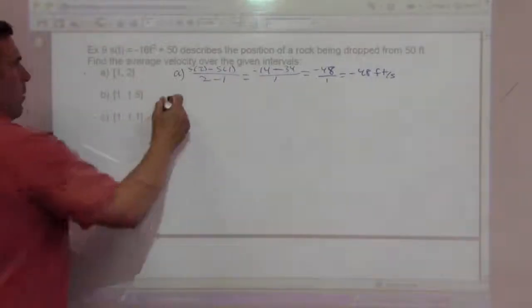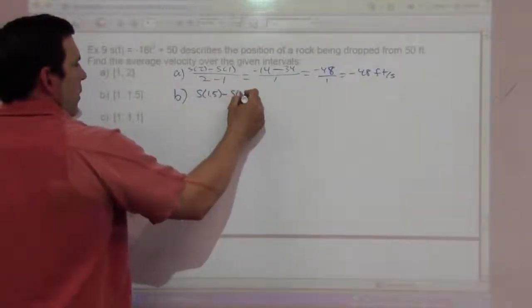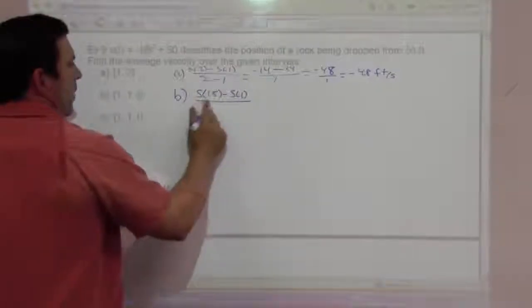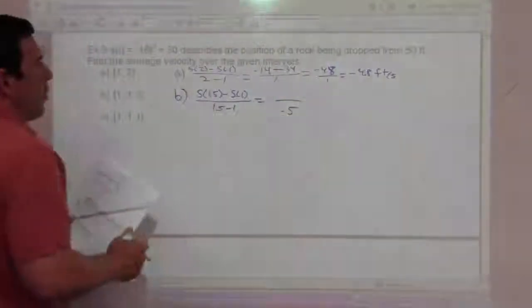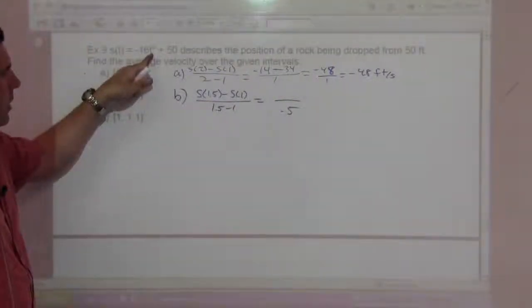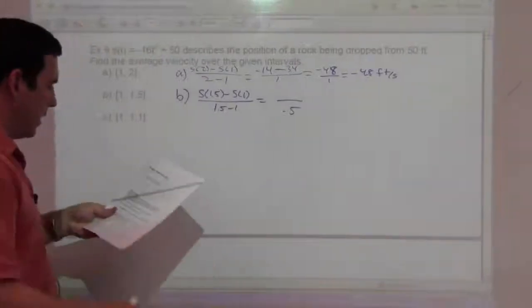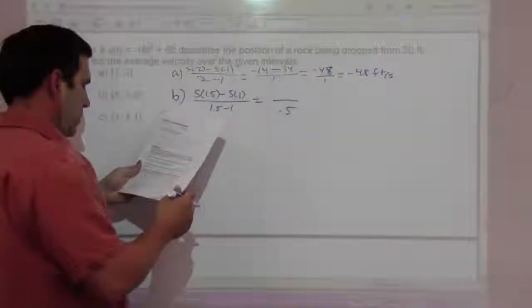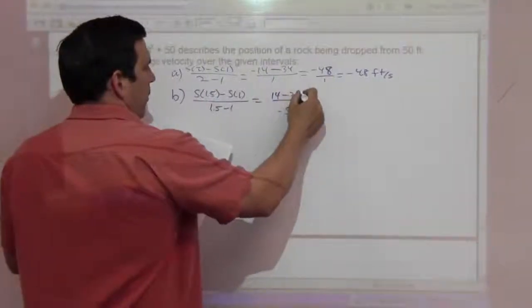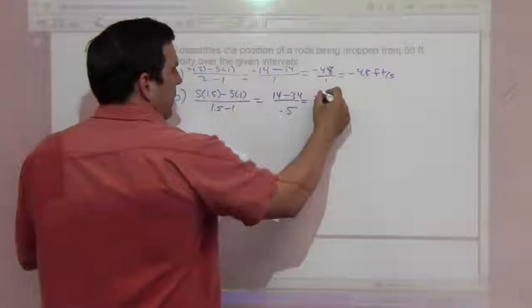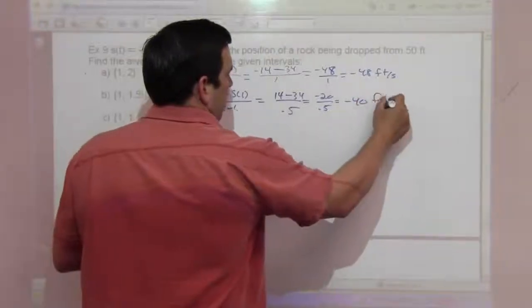For B, we have s of 1.5 minus s of 1 over 1.5 minus 1. That's 0.5 down below. Now s of 1.5, 1.5 squared is 2.25, and then negative 16 times that plus the 50 is going to give us positive 14, minus 34 over 0.5. That's going to be negative 20 over 0.5, and that's going to be negative 40 feet per second.